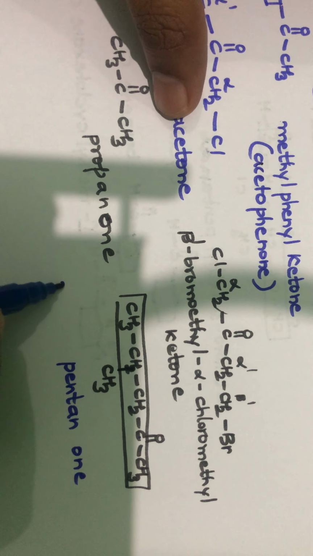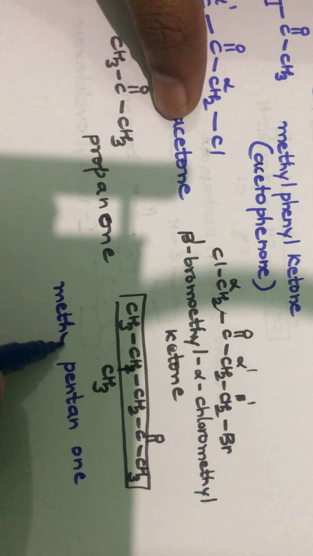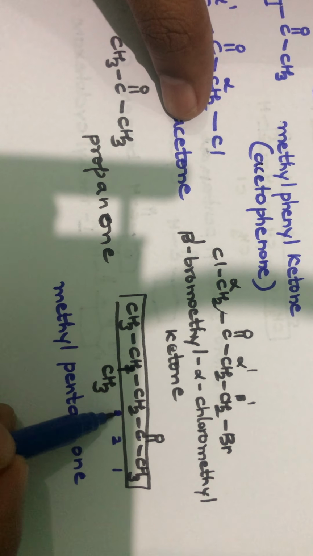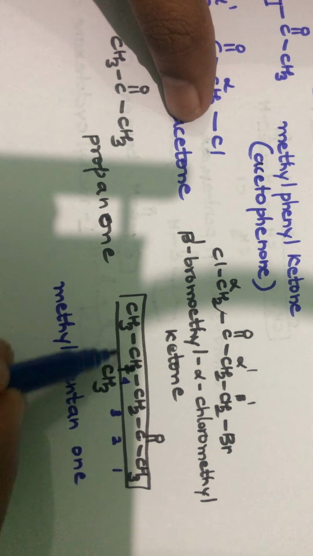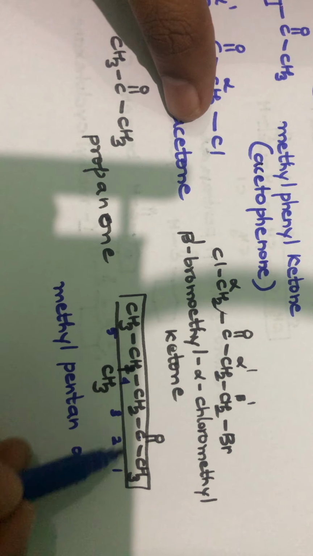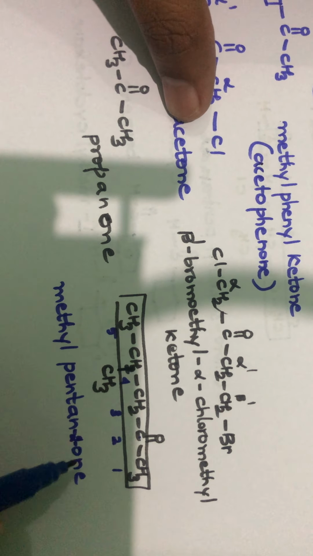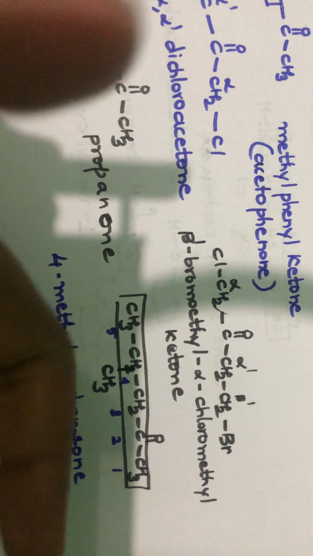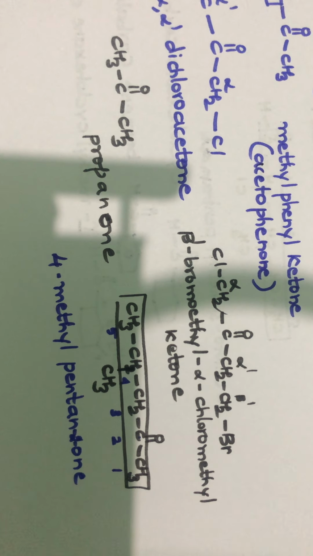Okay, there is a methyl group. So methyl pentanone. Numbering should start from this end so that the functional group carbon gets the least possible number. Right? The functional group carbon is getting 2. Pentan-2-one. So 4-methyl, 4-methylpentan-2-one. This is the way of naming.